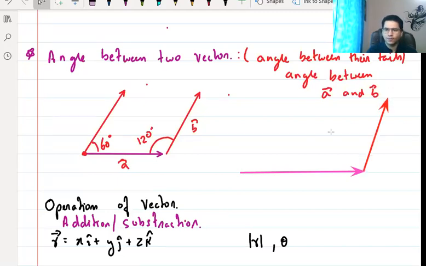Now tell me, everyone, Adnan, everyone, tell me. Now, if I'm saying that, sir, this angle is 120 degree. Now, is it the angle between these two vectors? This is A vector, this is B vector. Is this the angle between vectors? Tell me, is this the angle between vectors?